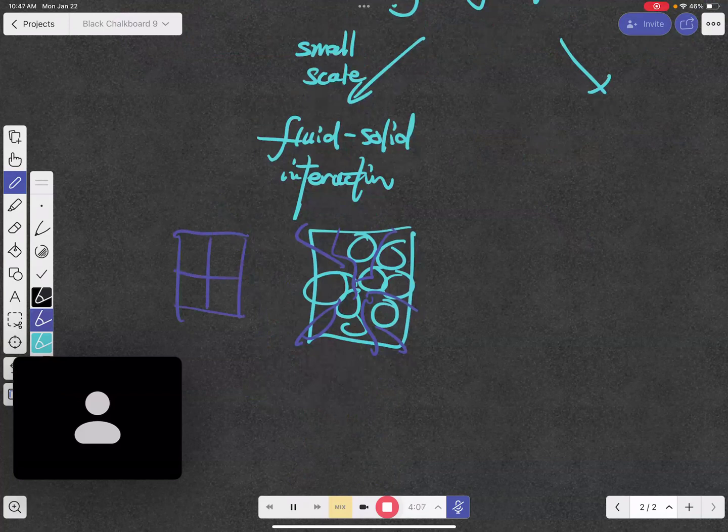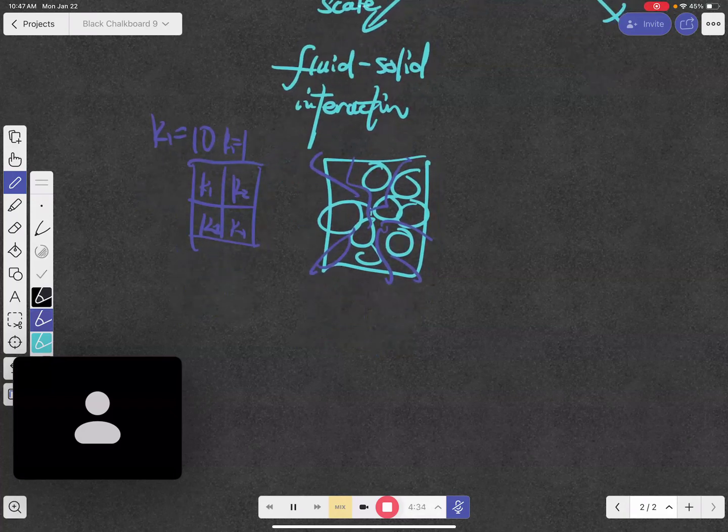Imagine that you have a heat conduction problem, and you have K1, K1, K2, K2, and K1 is 10, and K2 is 1. What is the effective porous media of this material? If you have this checkerboard pattern, one is 10 times more permeable than the other.